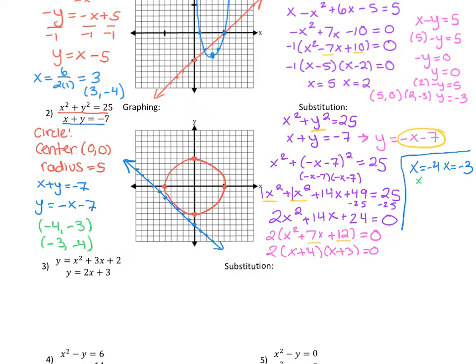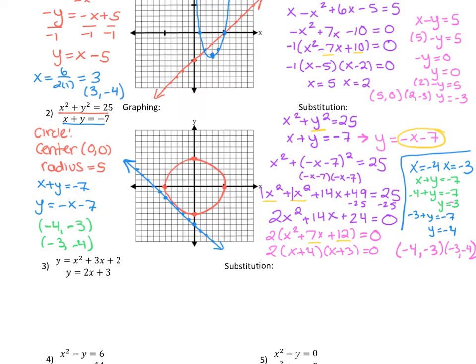So I'm going to use my original linear equation, and I'm going to substitute in -4 for x, and I'll get that y is -3. And then I will substitute in -3 for x, and I'll get that y is -4. So my two solutions are going to be (-4, -3), sorry, that should have been a negative, and (-3, -4). So I actually did guess correctly based on my graph, but like we said, it's very difficult to tell exactly where it's going to cross.